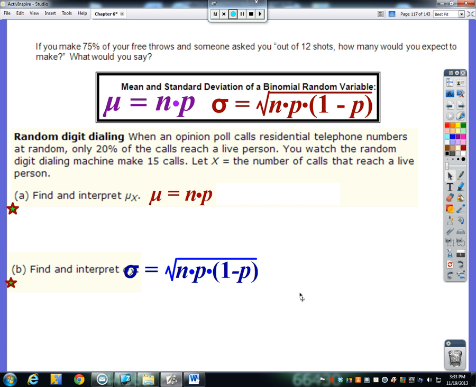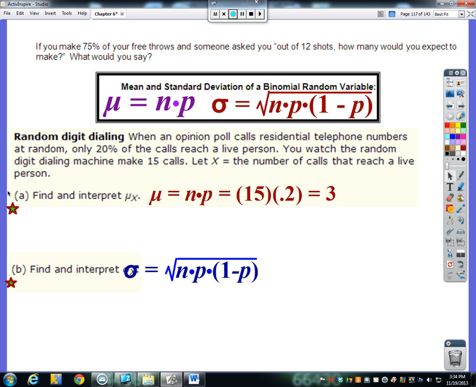So it says when an opinion poll calls residential telephone numbers at random, only 20% of the calls reach a live person. You watch the random digit dialing machine make 15 calls. Let X equal the number of calls that reach a live person. So to find and interpret the mean, all we're going to use is the n times p formula. And n is our number of phone calls, which is 15. And p is our probability of success that we actually reach a live person, which is 20%. So 20% of 15 phone calls is 3, exactly. I would expect 3 of my 15 phone calls to actually reach a live person.